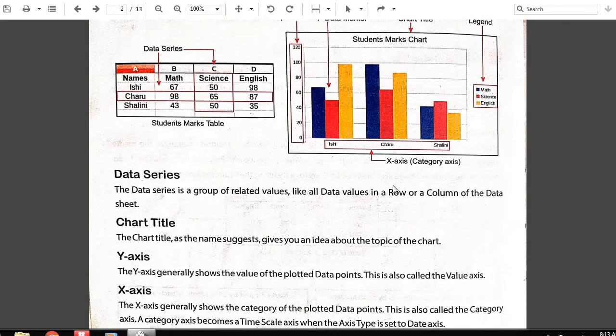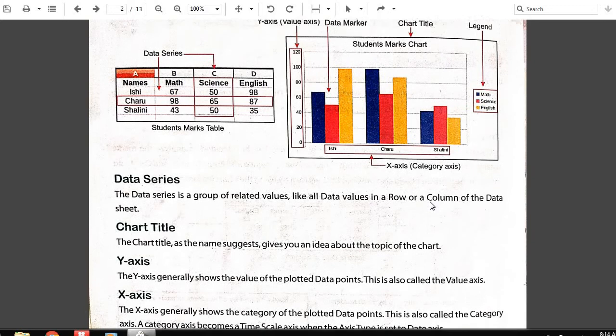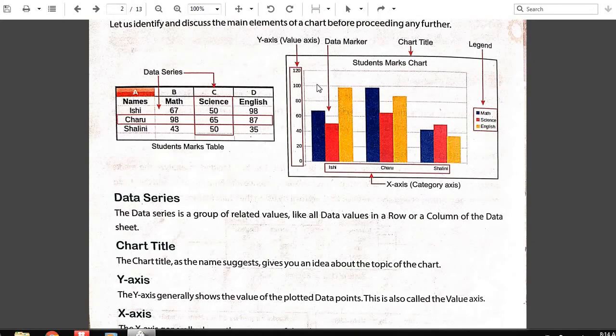Then the next thing is legends. Legends are used to represent the data series. I told you the data series here, marks of Charu or science marks of different students. That is the data series. So these legends are used to represent the data series. It is of a particular color or a particular pattern. Here you can see the example in front of you. This will tell you about the marks of a particular student.